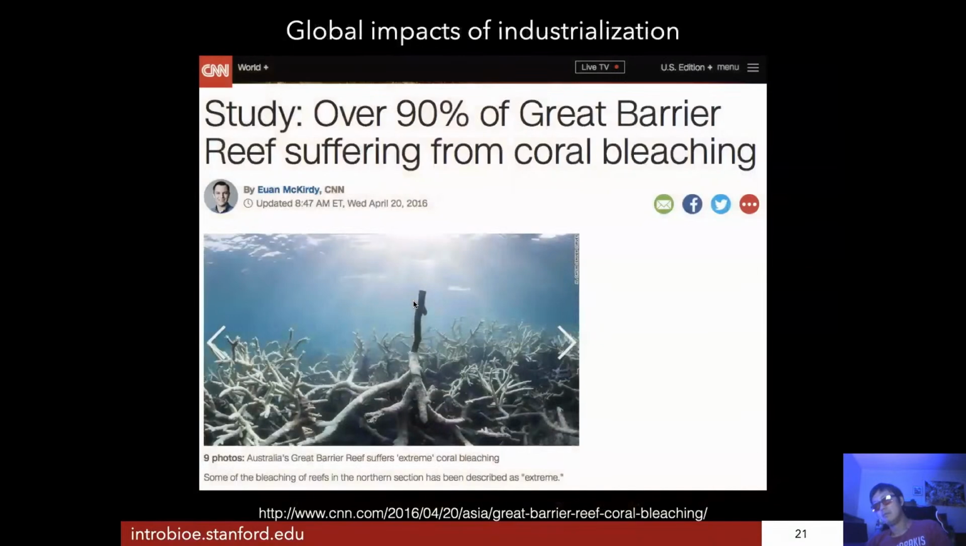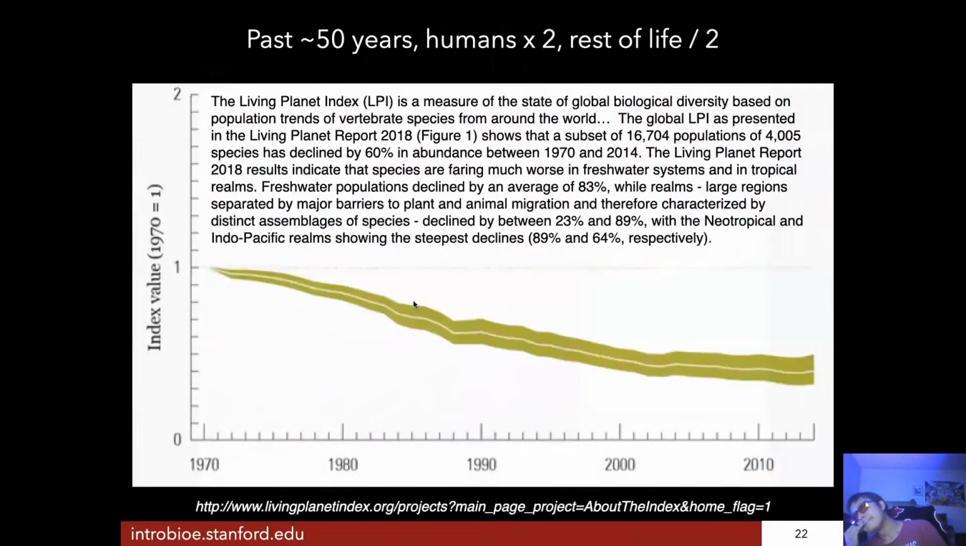If we think about carbon emissions and industrialization, that leads us to changes in the acidification of the ocean. That causes bleaching of coral systems. Right? Over 90% of the Great Barrier Reef in Australia is suffering from bleaching, says this story.